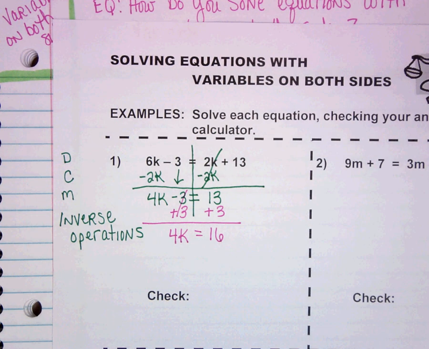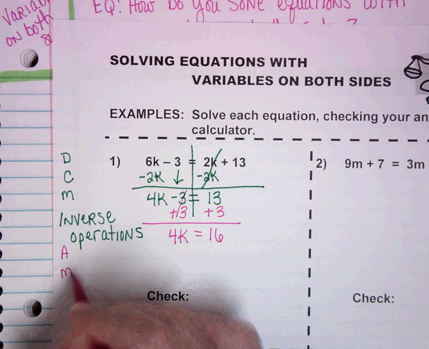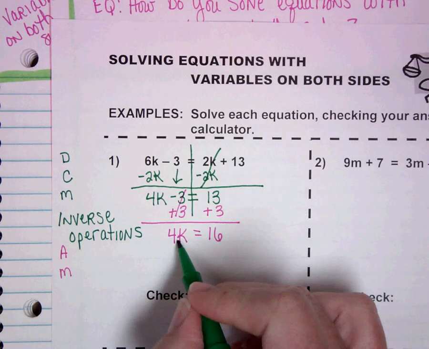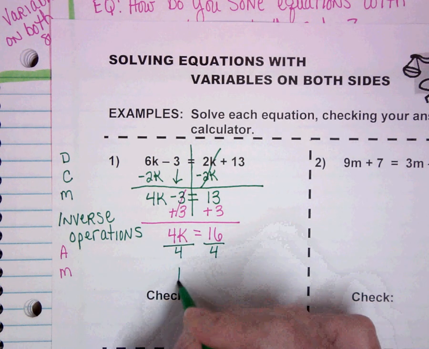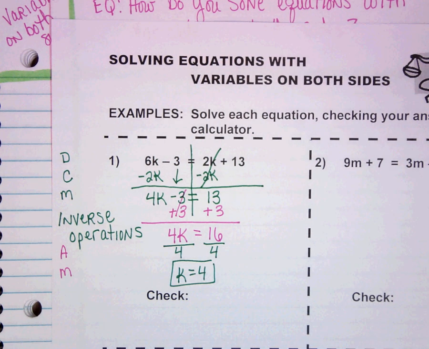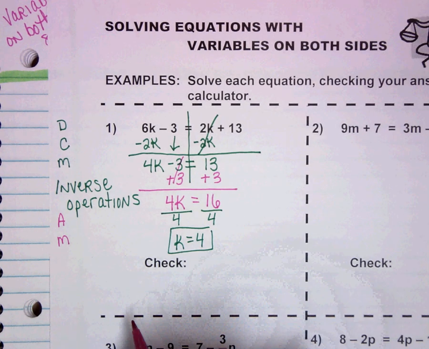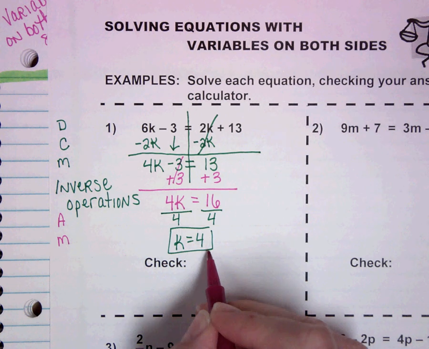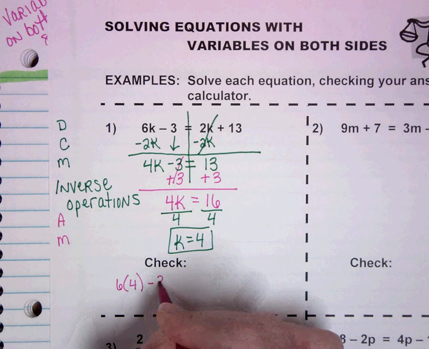And then the last step, we did the A, add or subtract, and the M stands for multiply or divide. And so to cancel out the 4, this is 4 times K. So the opposite is to divide by 4. And so K equals 4. Now I'm not super big on making you check, but let's just double check that for our purposes. If K equals 4, that means we can take the 4, plug it back in for K wherever we see a K.